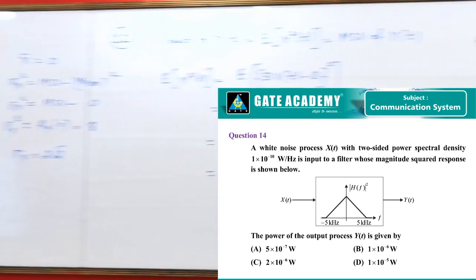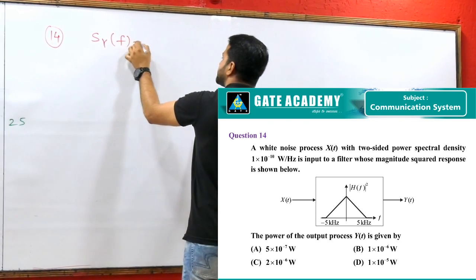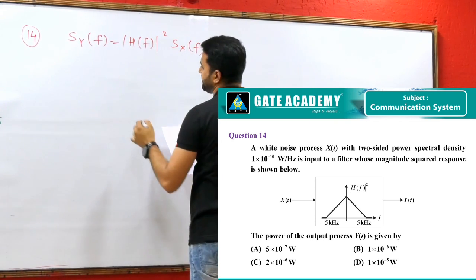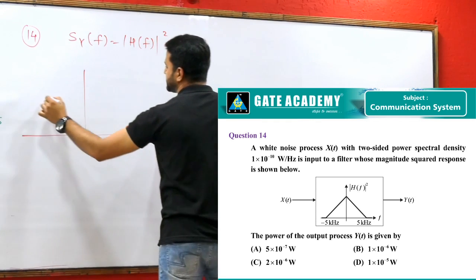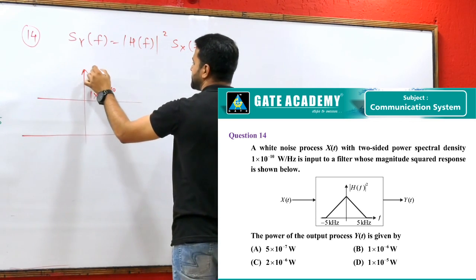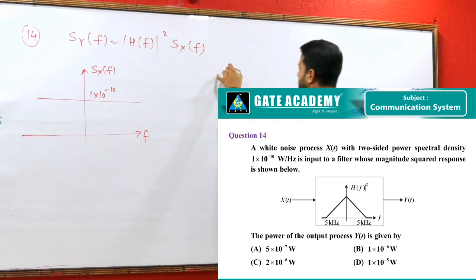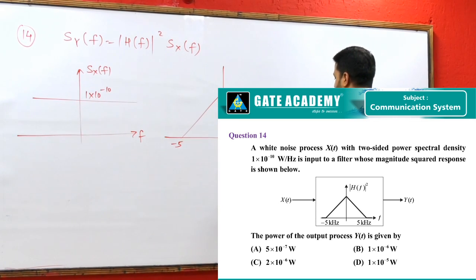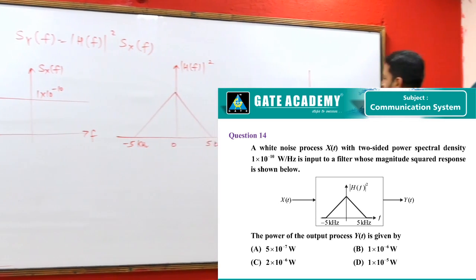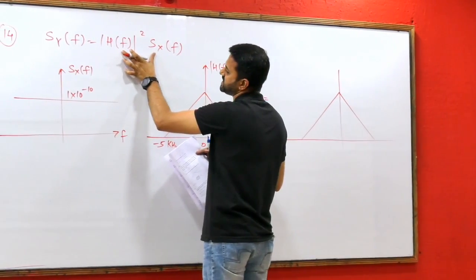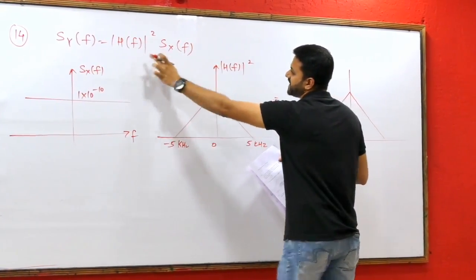This is a very simple question. The power spectral density of the output is the magnitude square response H of f times the input power spectral density. It is given that the power spectral density of the input is constant, which is 1 into 10 to the power minus 10. So the input has a power spectral density like this, and the magnitude square response extends from minus 5 to 5, in kilohertz. This is H of f magnitude square. The output power spectral density is obtained when we multiply these two equations.